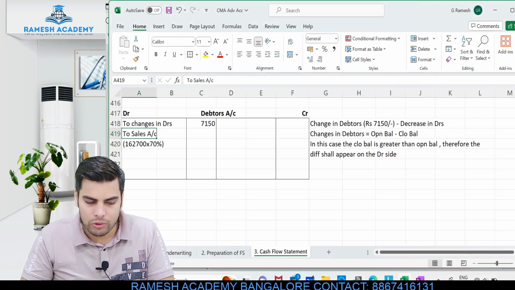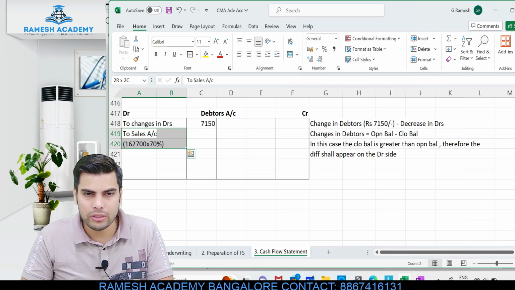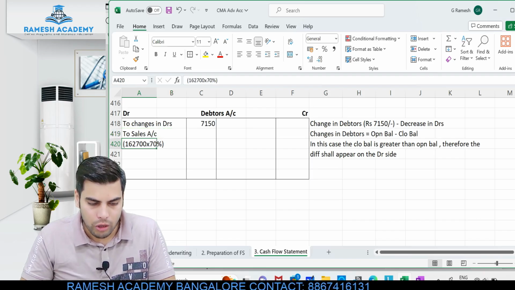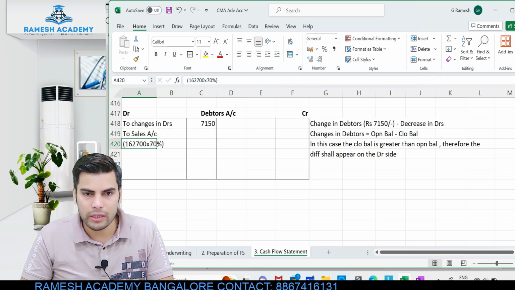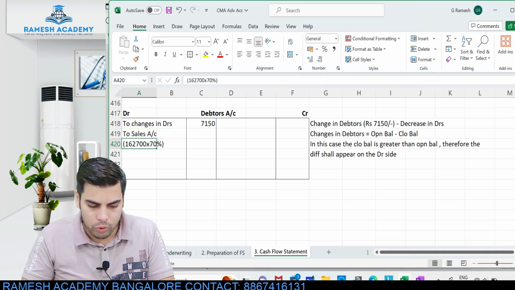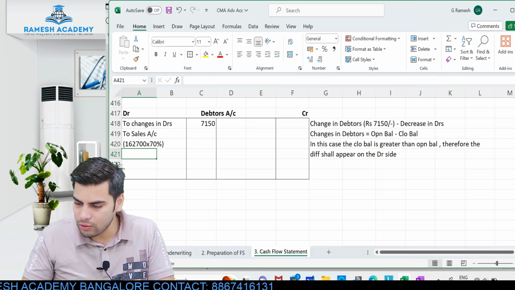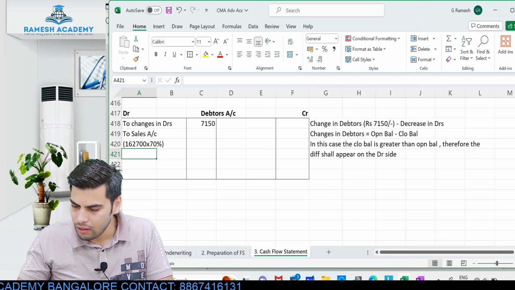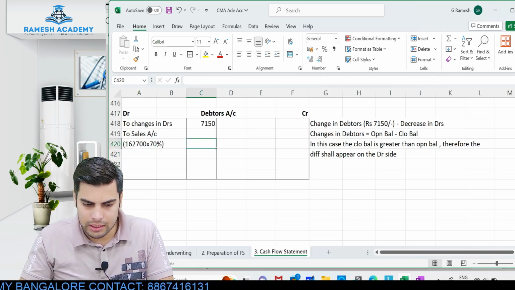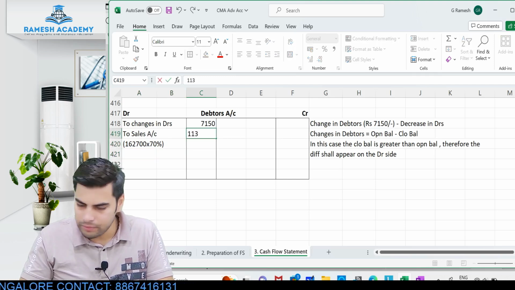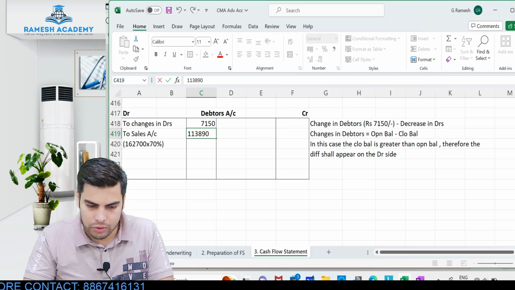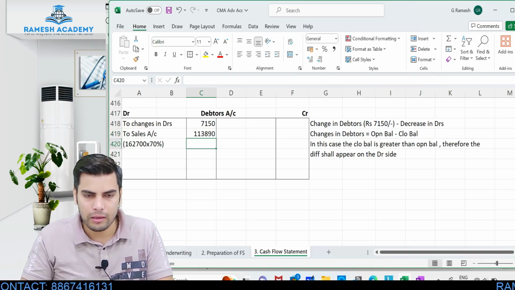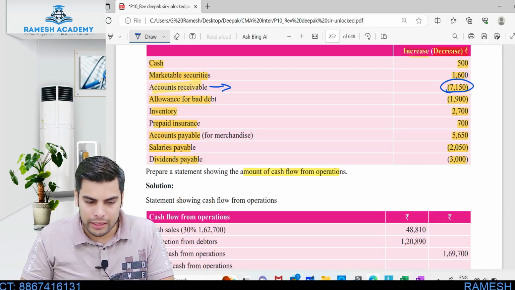Now here they have also given us some sales, 70% of which is on credit basis. So out of total sales, you know the entry for credit sales, right? Debtors account debit to sales account. 1,62,700 into 70% is 1,13,890. This would be my credit sales. Clear?